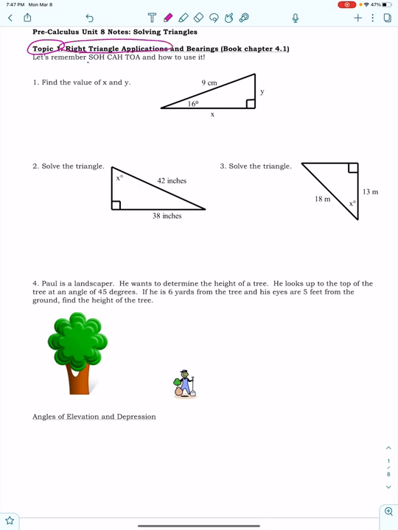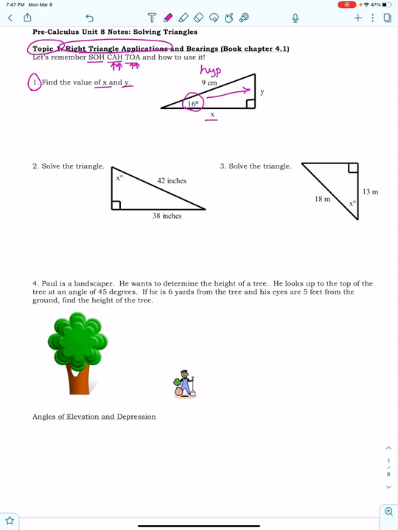So we are going to use SOHCAHTOA that we already learned. So remember that means sine of a degree equals opposite side over hypotenuse, cosine adjacent over hypotenuse, tangent opposite over adjacent. So let's get started with number 1. We've got to find the value of x and we've got to find the value of y. So in relation to 16 degrees, y is the opposite. This is the hypotenuse and this is the adjacent.